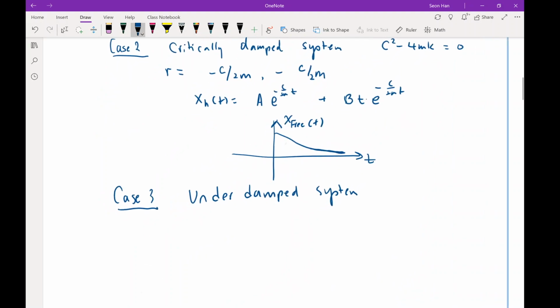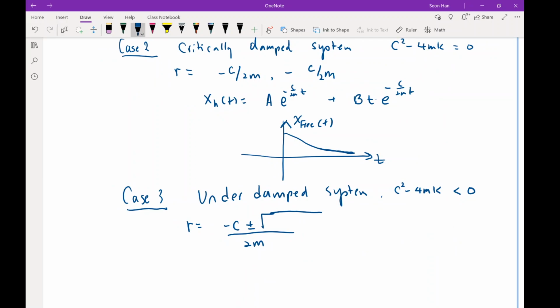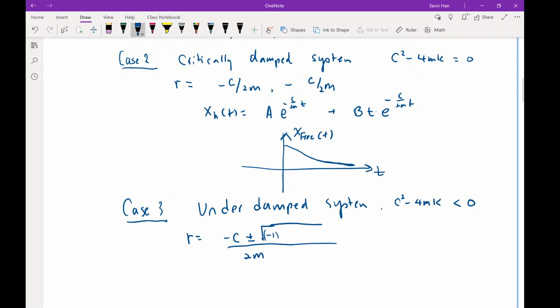Okay, underdamped system. So this is the case when c squared minus 4mk is now less than 0. Okay, so now the roots become minus c plus minus, and what's inside the square root is a negative number. So we're actually going to just take out the negative 1. I know 4mk is greater than c squared, so we're going to write down 4mk minus c squared.